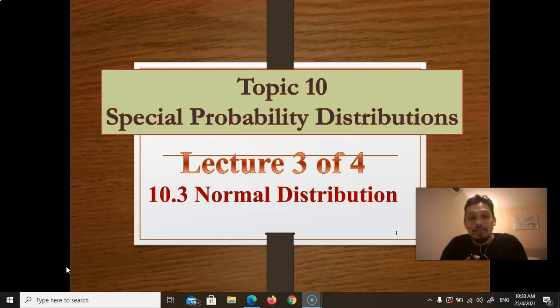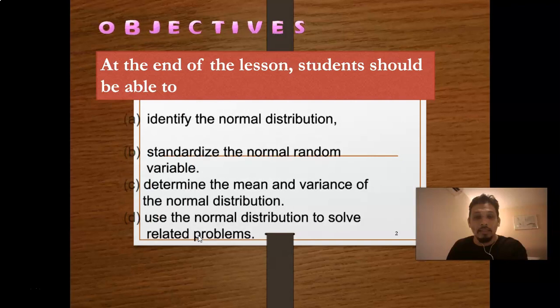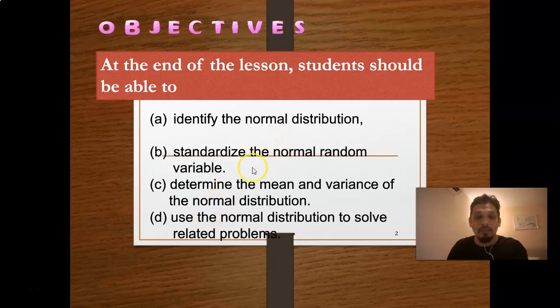Okay, so we are now in lecture 3 or 4, the second last part of our lecture for this topic, with the subtopic of 10.3 normal distribution. Last time we discussed binomial and Poisson, both of which are distributions for discrete random variables. Normal is for continuous. So we identify the normal, determine the mean and variance, and solve related problems.